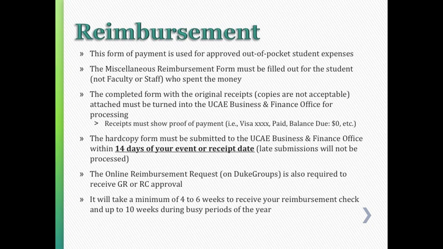All reimbursement forms must be submitted to the UCAE Business and Finance Office within 14 days of your event date. If the expense is not associated with an event, your reimbursement must be turned in within 14 days of the receipt date. The online reimbursement request is also required to give your GR or RC's approval. This will count as the House President or Treasurer's approval of the expense as well. Please note that it will take a minimum of 4 to 6 weeks to receive your reimbursement check.